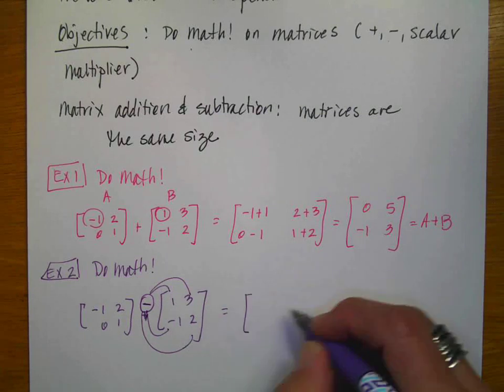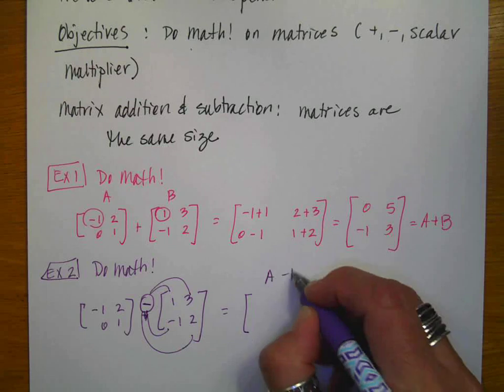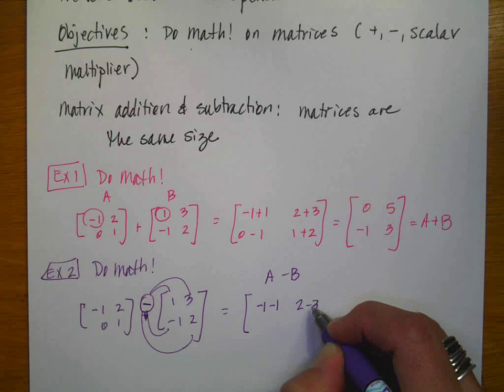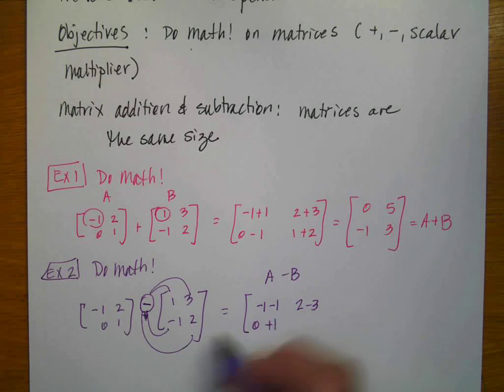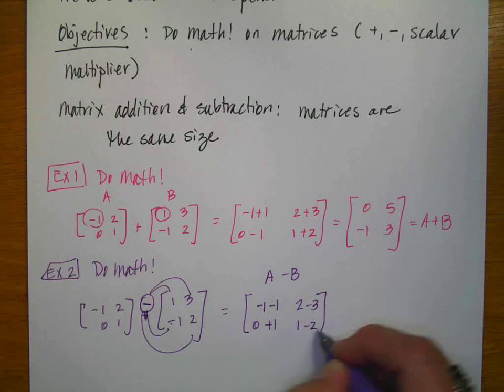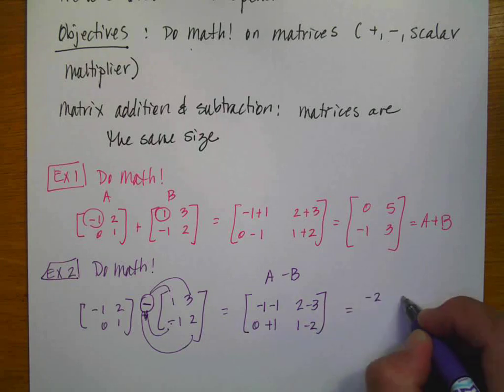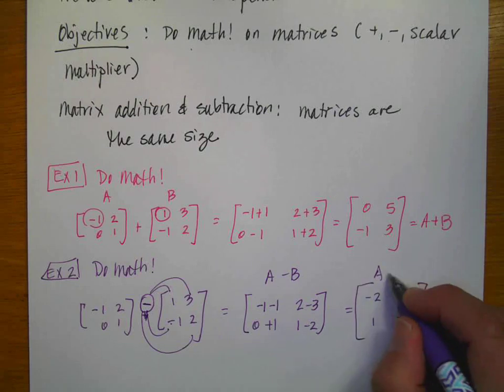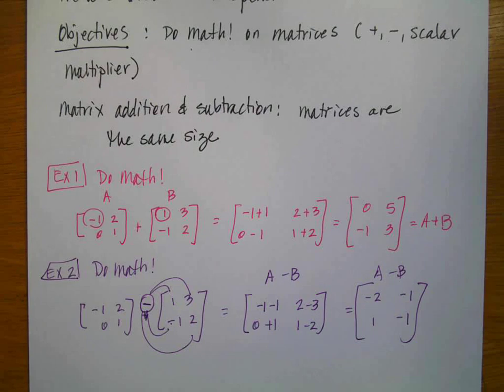So for our solution, if I did A minus B, it's going to be a negative 1 minus 1, 2 minus 3, 0 plus 1, because a negative and a negative is a positive, 1 minus 2, and so this is negative 2, negative 1, 1, negative 1, and that would be our matrix A minus B. So it's really pretty easy.